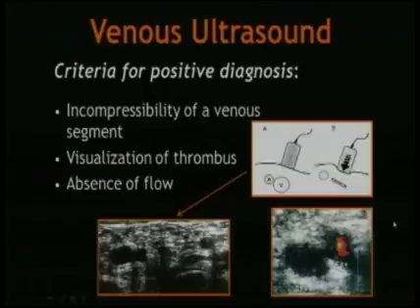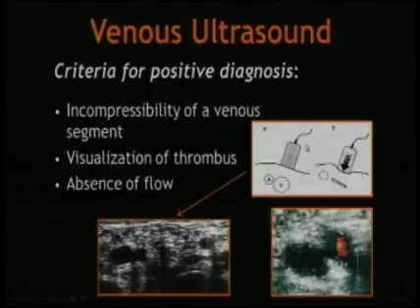The criteria for a positive diagnosis are three. First, incompressibility of a venous segment, visualization of thrombus within the lumen of the vessel that's being evaluated, as well as the inability to elicit flow either by color or by spectral Doppler.